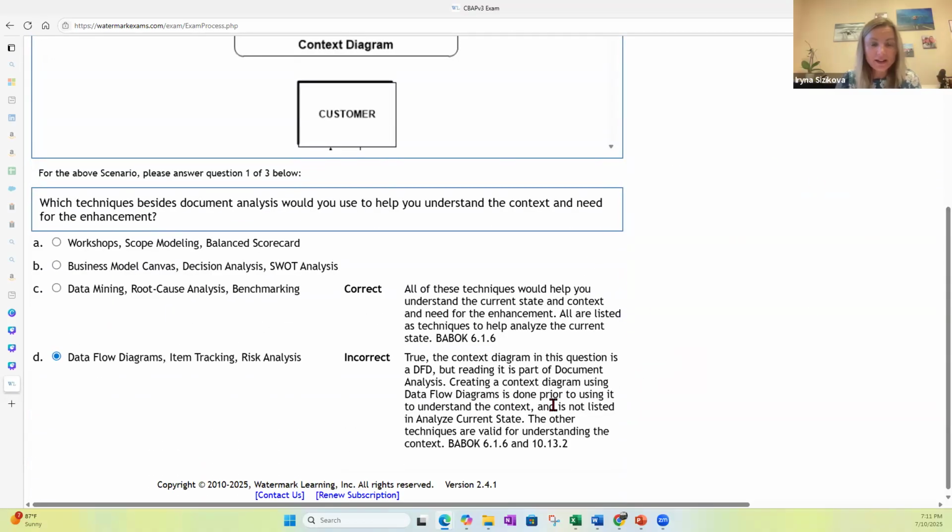The context diagram in this question is a DFD, a data flow diagram, but reading it is part of document analysis. Creating a context diagram using data flow diagrams is done prior to using it to understand the context, and it's not listed in analyze current state, which is the task we're in. The other techniques are valid for understanding the context.